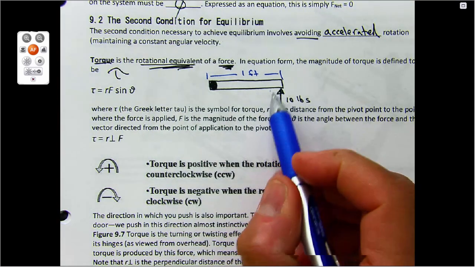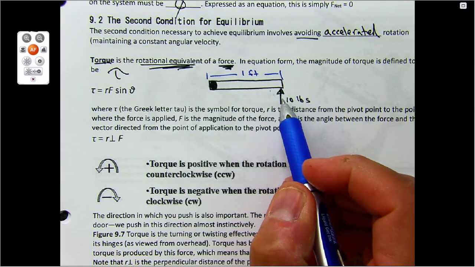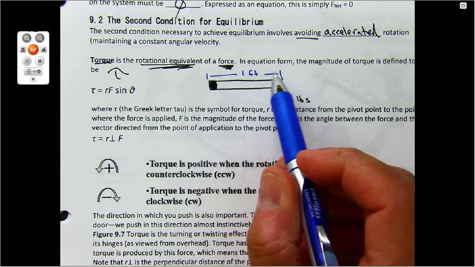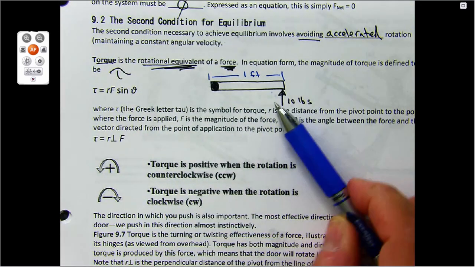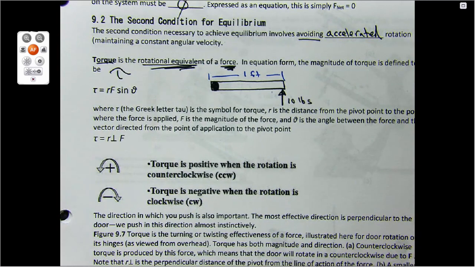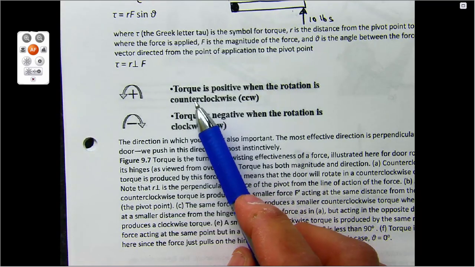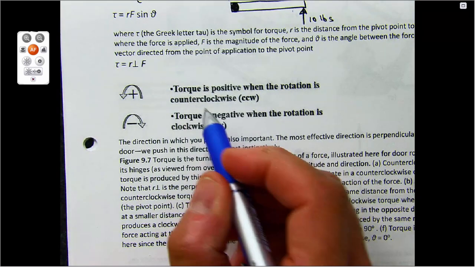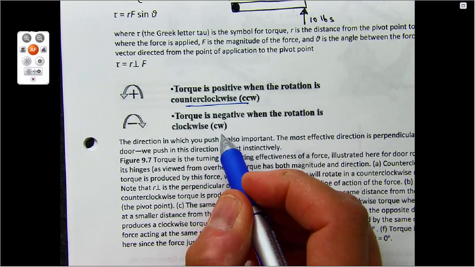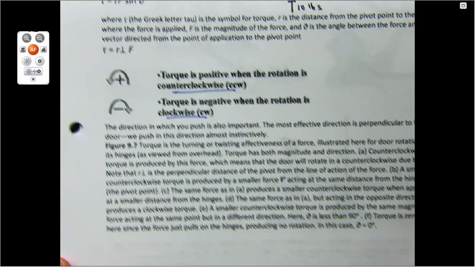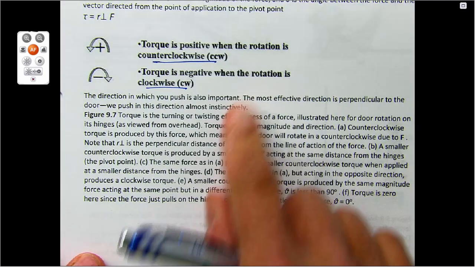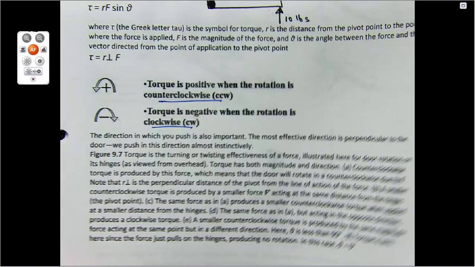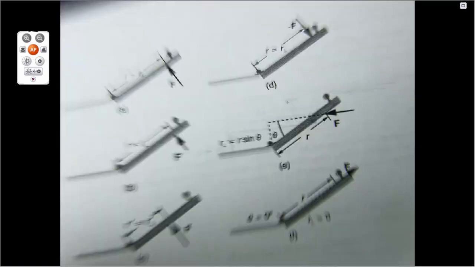So if this is 90 degrees, it is simply that. It's that simple. It's the radius times the force. But if you start doing a goofy angle on this, then we've got something else. So positive torque is counterclockwise, negative torque is clockwise. It's kind of the general rule. This just explains the next page. So let's go to the next page.